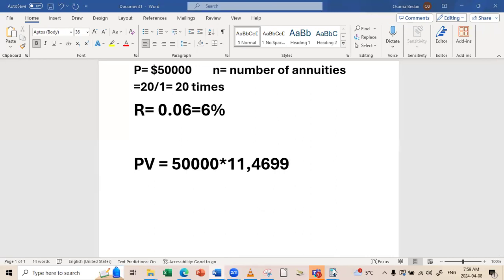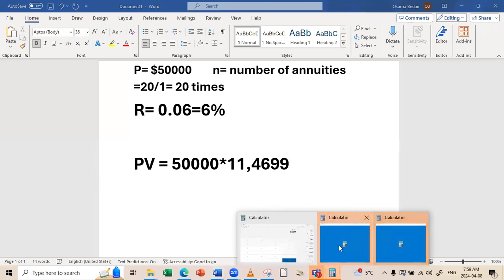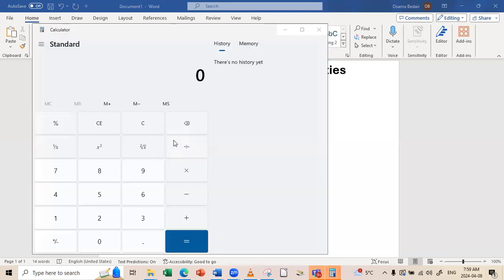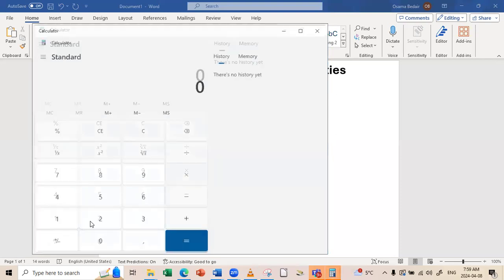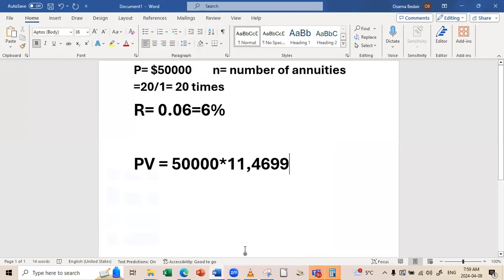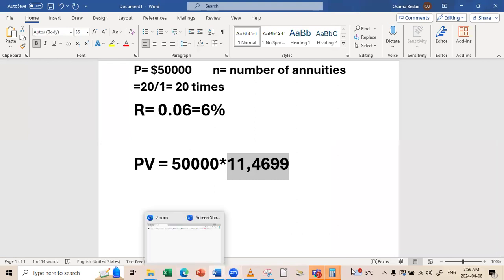Here we go. We have the calculator here. Okay. This is the 50,000 multiplied by the number which we had right now, which is 11.4699. Let me take 11.4699 multiplied by.